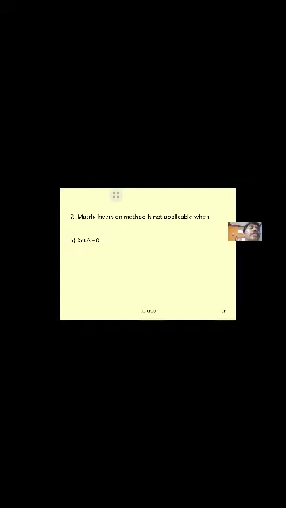Matrix inversion method is not applicable when, see, A delta A equals 0, because in inverse matrix the formula is adjoint A by delta A. If it is 0 means the denominator is 0, means we cannot define. That's why the method is not applicable.